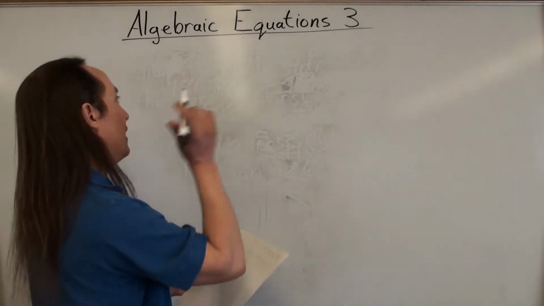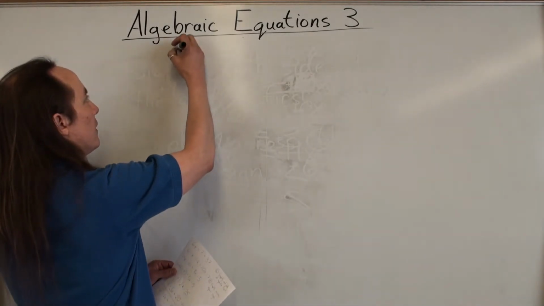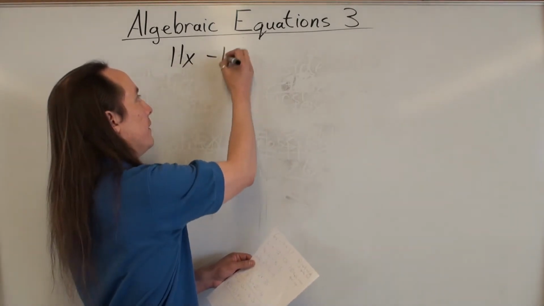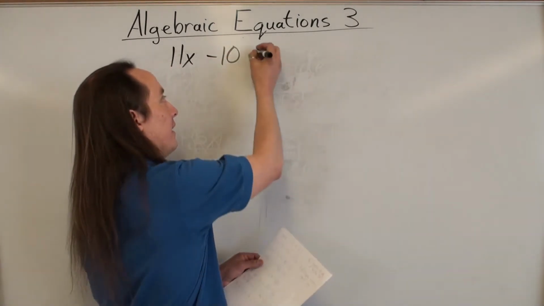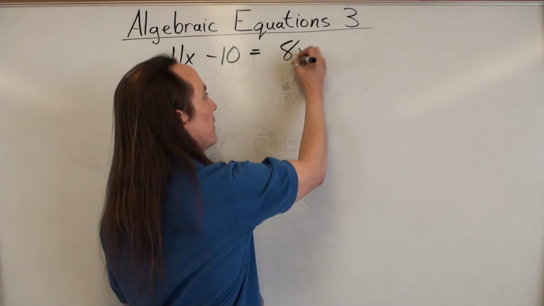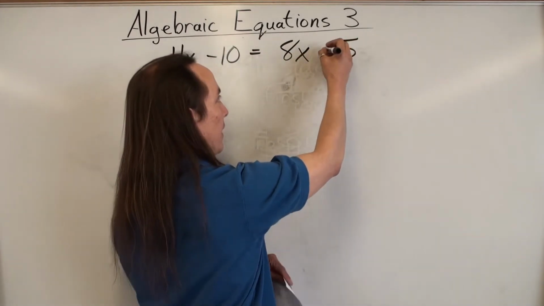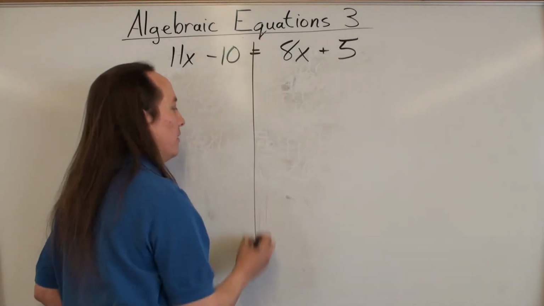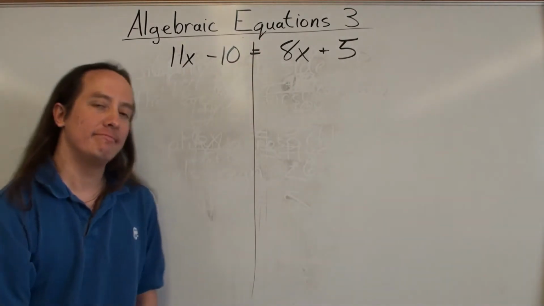Now we'll have 11x minus 10 equal to 8x plus 5. Okay, so my first step that I like, by now, is to put the line.